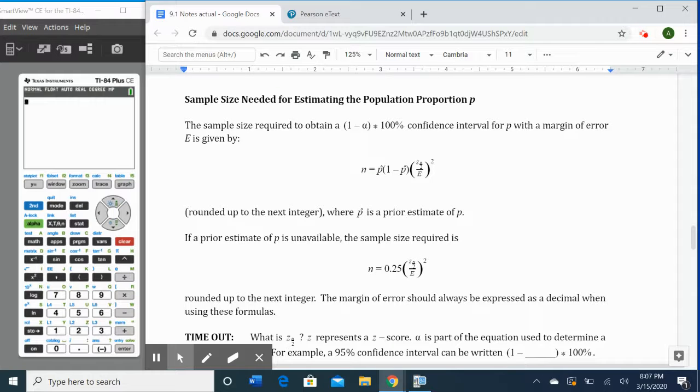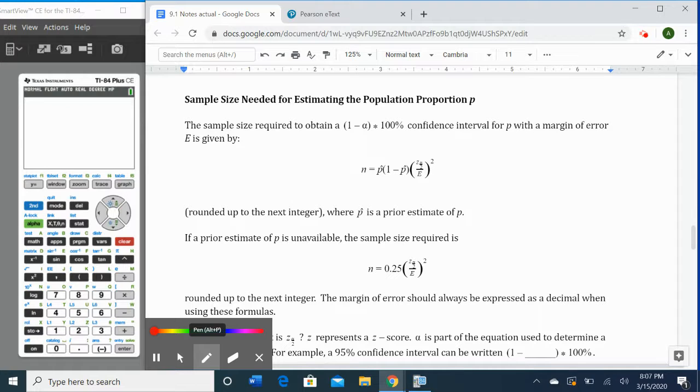This last part here is going to talk about how to find the sample size required to estimate the population proportion. How many people do I need to survey in order to be able to estimate the population proportion? It's not just as easy as, well, if it's normally distributed, the answer is 30, because I don't know how the population is distributed.